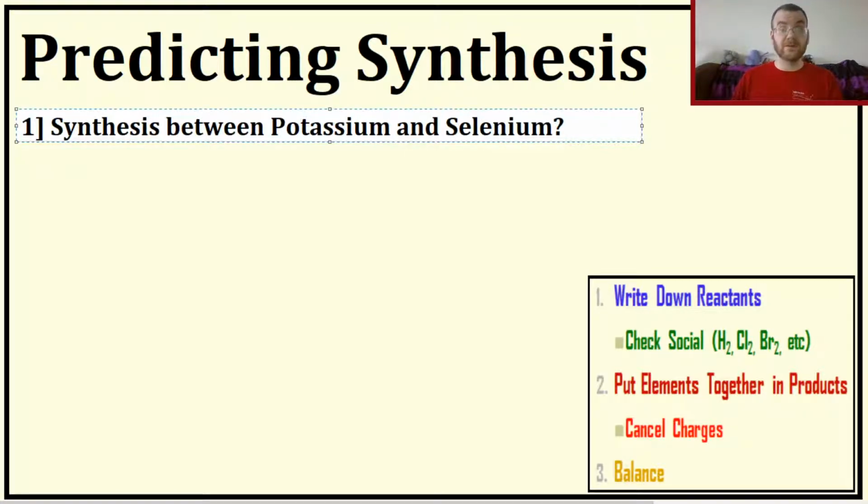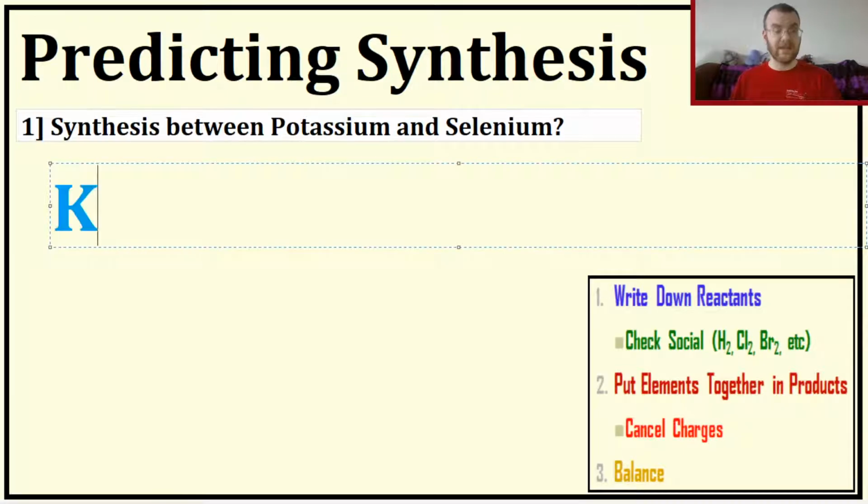First thing we're going to do is write down the reactants that we are dealing with. Now in this case we've got potassium, which is going to be a K. We're then going to put a plus and we're going to put selenium, which is Se. This is all we're going to do for the reactant step right off the bat.